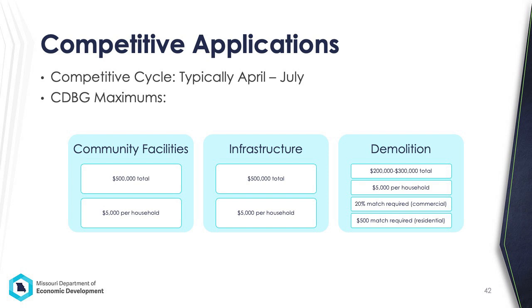Under the demolition program, we help communities with the demolition of vacant, dilapidated structures in designated areas or specific locations of slum and blight that present safety hazards to residents. The structures can be publicly or privately owned, but the owners have to provide their consent to demolish. The maximum CDBG funded demolition is $200,000 for residential only projects and $300,000 for projects including commercial structures. This category also requires match. Property owners must contribute 20% of the demolition cost for commercial structures and $500 for residential structures.